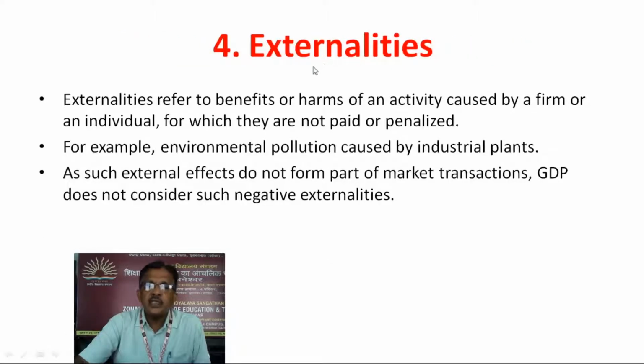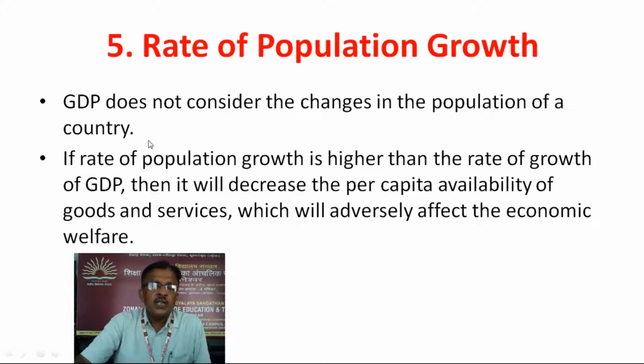Externalities is the next limitation. Externalities refer to the benefits or harms of an activity caused by a firm or an individual for which they are not paid or penalized. For example, environmental pollution caused by industrial plants. As such external effects do not form part of market transactions, GDP does not consider such negative externalities. And the next limitation may be rate of population growth.